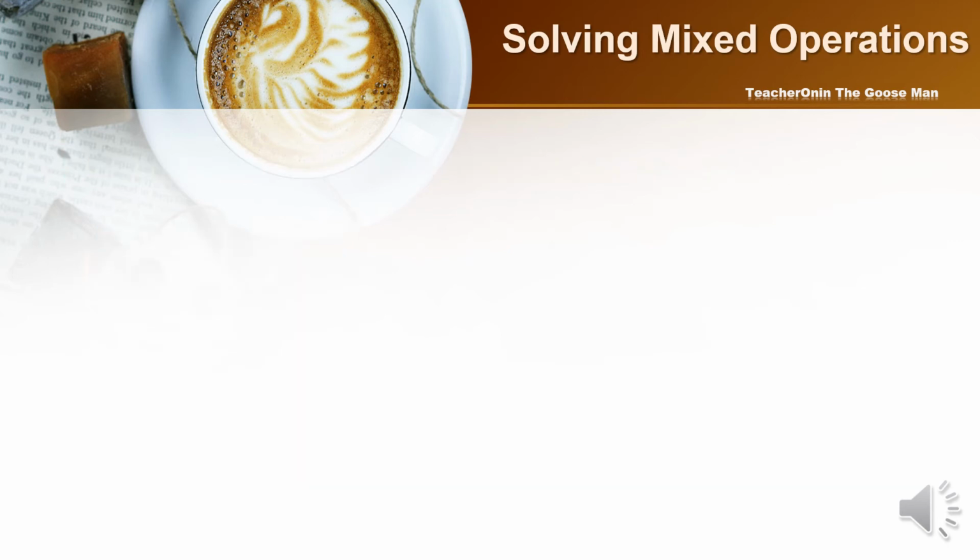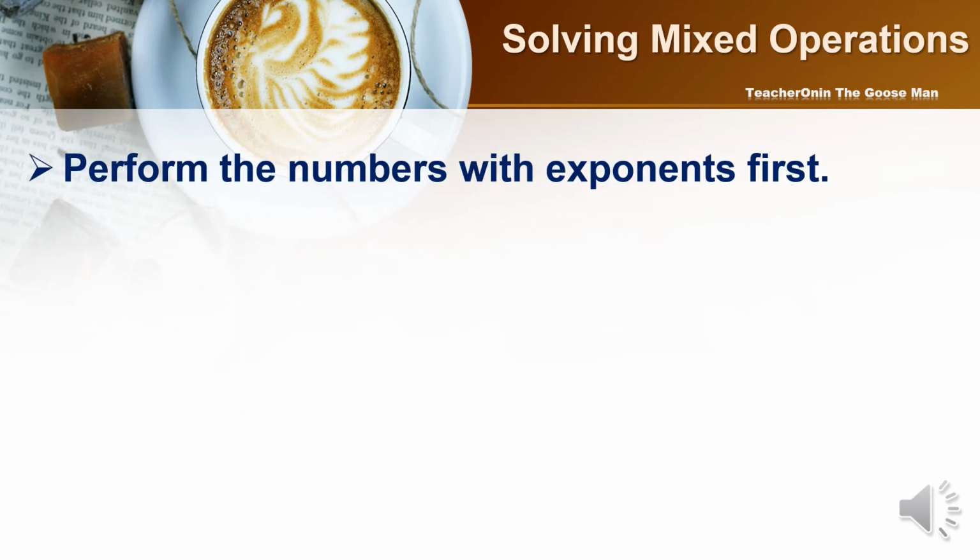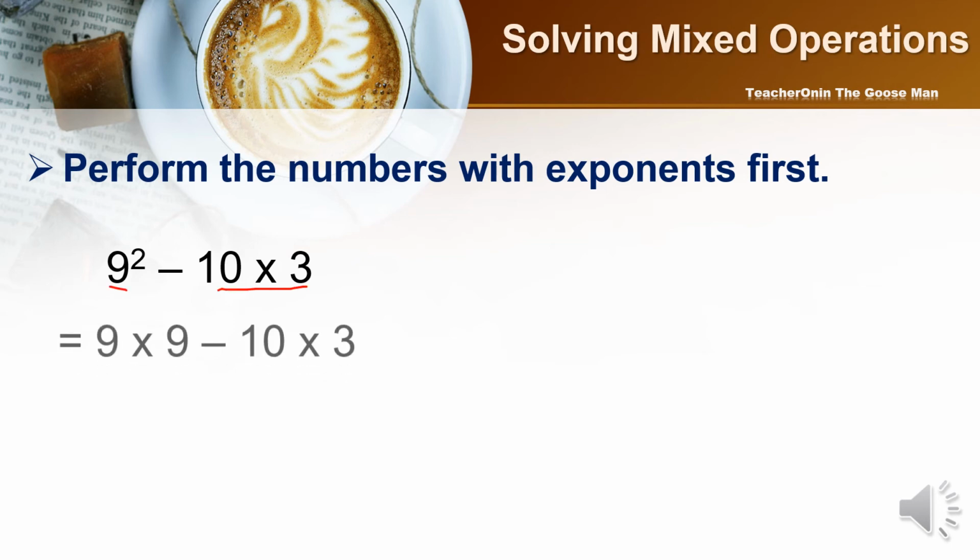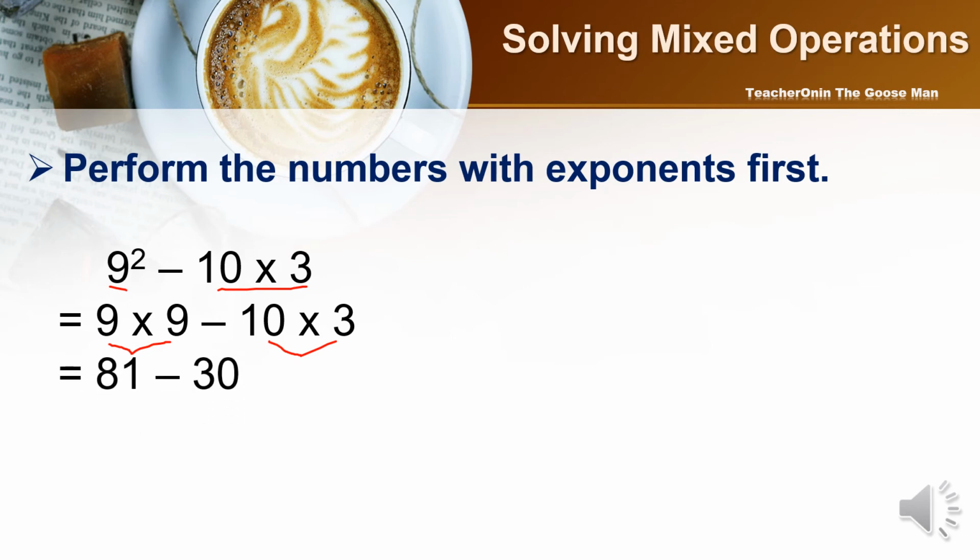Let's have more examples on performing the numbers with exponents first. Let's consider 9 squared minus 10 times 3. But take note that I'll perform first 9 squared and then 10 times 3. So I have here 9 times 9 minus 10 times 3. But take note that I can perform already 9 times 9 as well as 10 times 3. So I have here 81 minus 30, so it will give me 51.